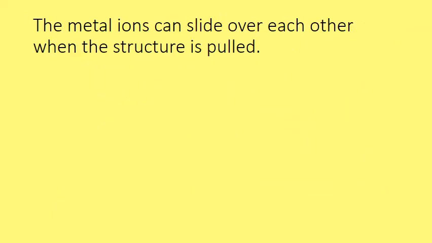So another point about the structure of metals is that the layers of metal ions can slide over each other when you pull the metal, for example. So as we know, we can pull metals into wires, and we can bend them into all sorts of shapes to make car bodies out of them, for example. And that is because of the following.